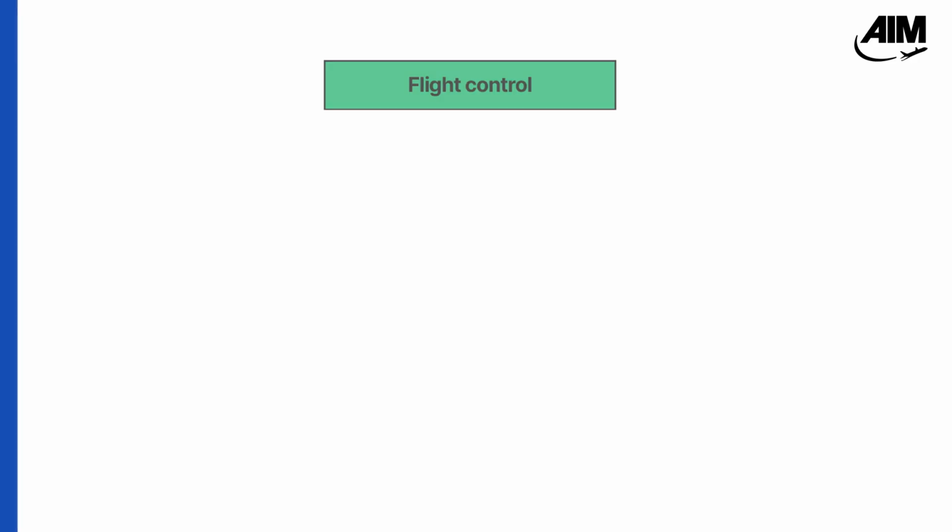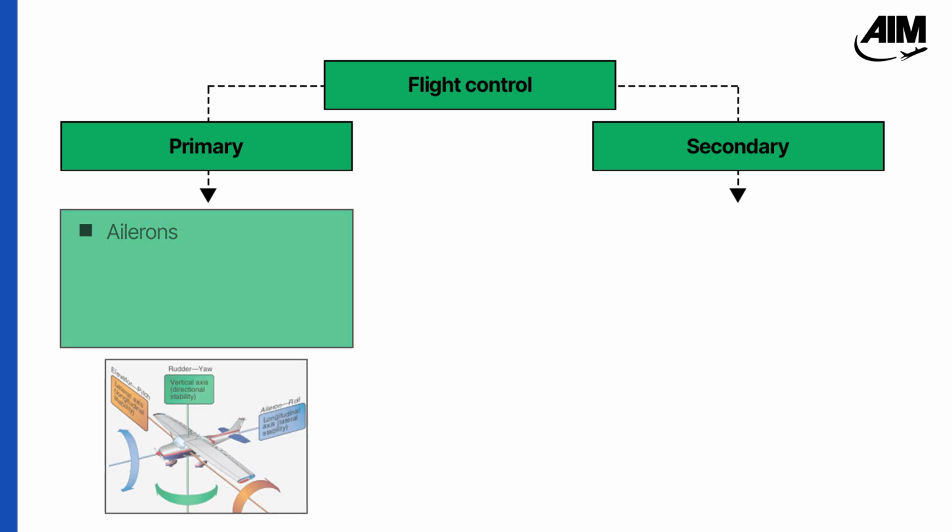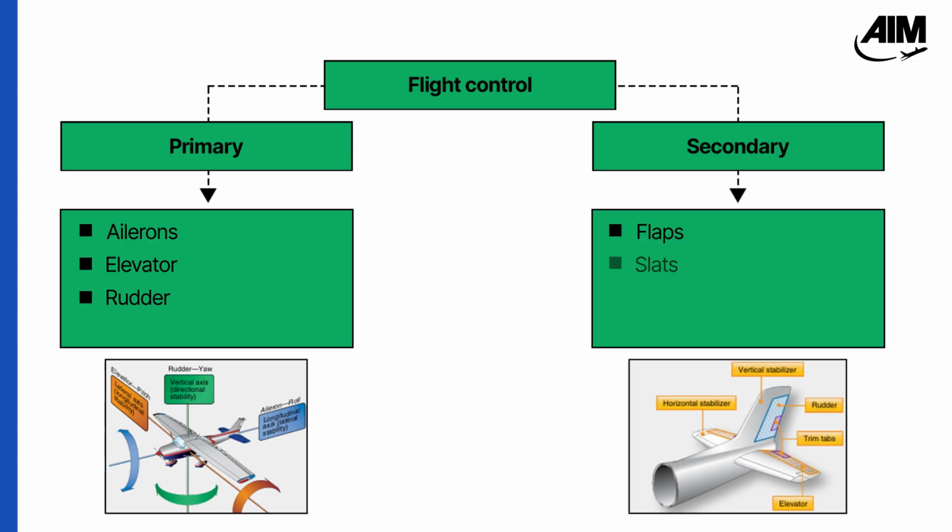To inspect a surface correctly, it's important to first know what type it is. Flight control surfaces are divided into primary and secondary types. Primary surfaces include the aileron, elevator, and rudder. These control the aircraft around its three axes. Secondary surfaces include flaps, slats, spoilers, and trim tabs. They assist or adjust movement, especially during takeoff, landing, or high-speed flight.